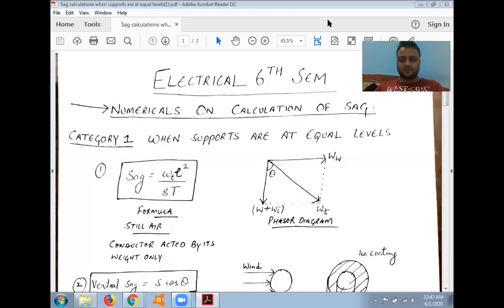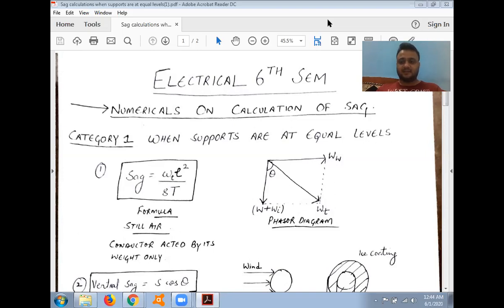Hello students, today in this video we are going to discuss the calculation of SAG in category 1 numericals. While calculating the numericals for SAG, there are two categories. The first category is when supports are at equal level and the other category is when supports are at unequal levels. As both categories have been discussed theoretically, today in this lecture we are going to discuss a numerical on category 1.